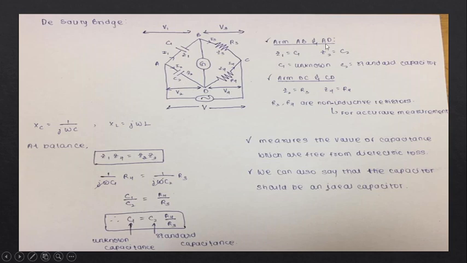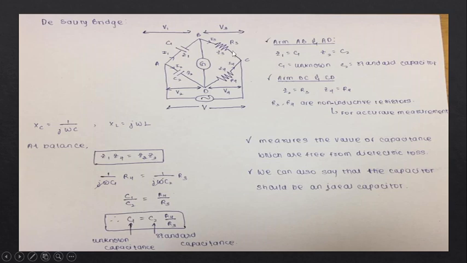In arms AB and AD, we have a capacitor, so we can say that the impedance of arm AB is Z1, which is equal to C1. Similarly, in arm AD, we have capacitor 2, so Z2 is equal to C2. As I already said in my previous slide, C1 is the unknown capacitor and C2 is the standard capacitor.